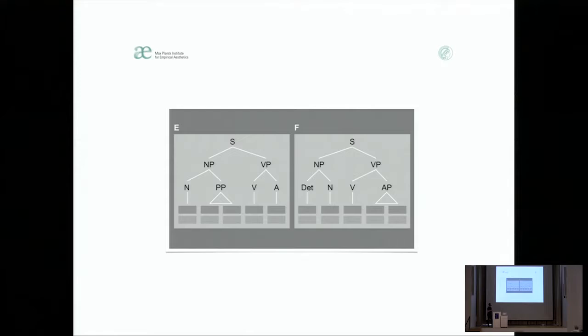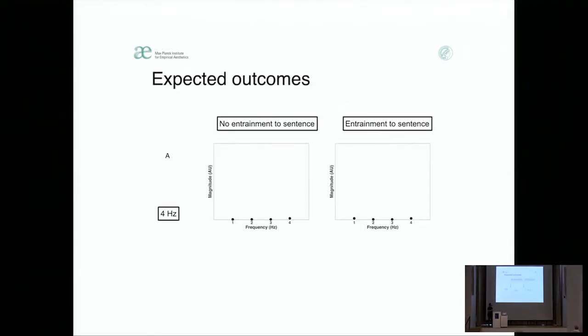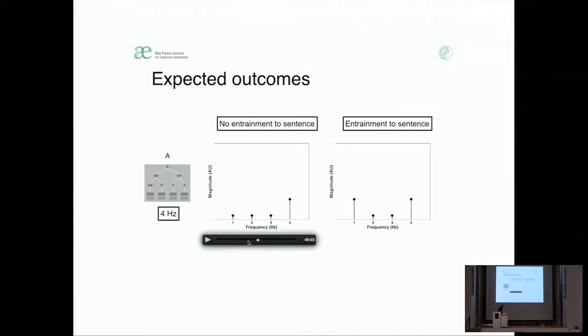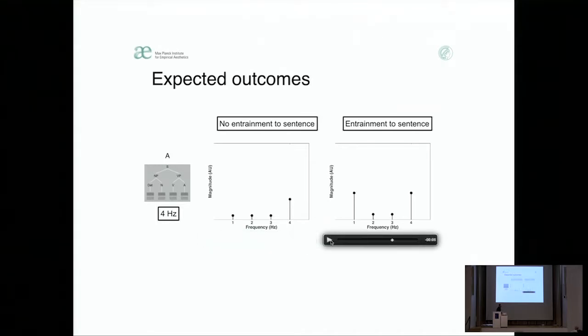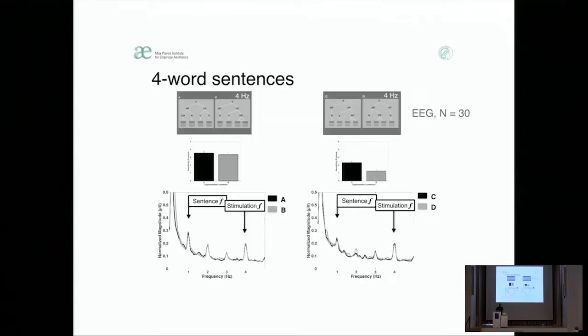So as you see, it's pretty well controlled. Okay, so what are our predictions or our expectations? Basically, if there is no entrainment to sentences, we expect simply an effect at the frequency that we stimulate at, in this case 4 hertz. But if we have the internal creation of a rhythm that has to do with the sentence, then we should find some activity ringing at 1 hertz. These are the basic outcomes that we expect.